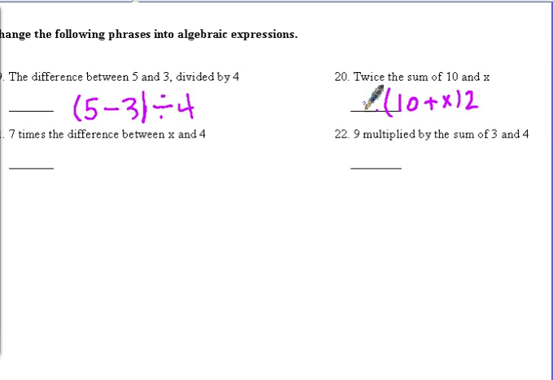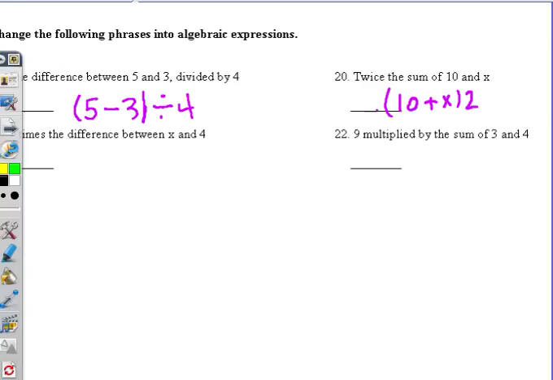But what is important is that you have the parentheses around 10 and x, and the reason being that's saying you add first, which is what we want to do. We want to find the sum of 10 and x and then do twice that.